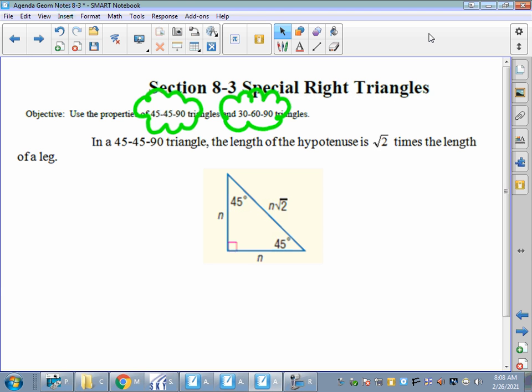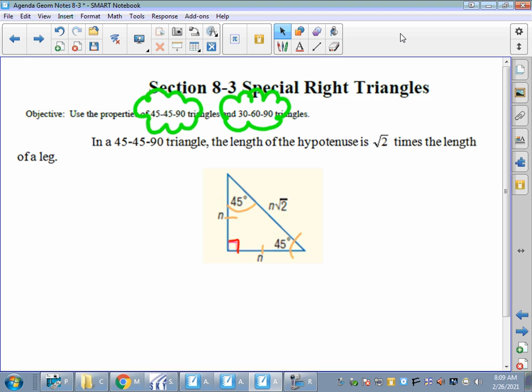So 45, 45, 90 refers to the angles. So we've got ourselves a 90-degree right angle, and then we've got ourselves these two congruent 45s, right? We also know from way back in whatever chapter it was, if we have two congruent angles, then their opposite sides are congruent. So we know that those two legs are equal. So here's the really nice thing. The length of the hypotenuse is the square root of 2 times the length of a leg, either leg, right?